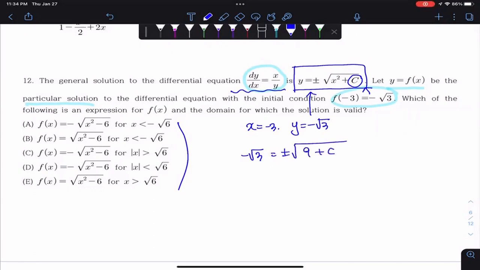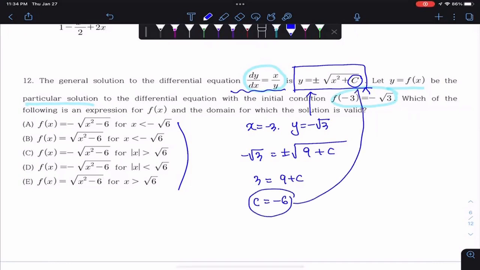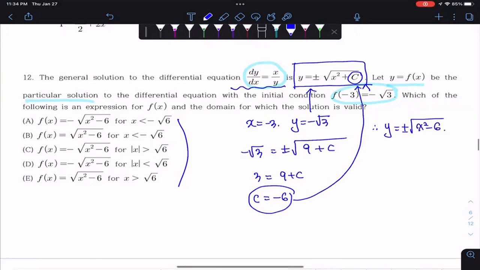Apply the square on both sides of this equation. 3 equals 9 plus c. C equals minus 6. Plug in this value. So y equals plus or minus the square root of x squared minus 6.